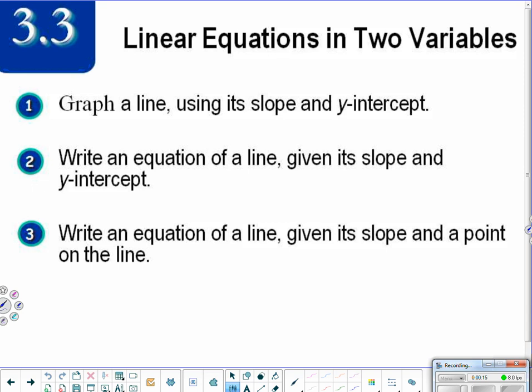So, linear equations with two variables. We're going to look at graphing a line in various methods. One is by using slope and the intercept. Another thing we're going to do is write the equation of a line, knowing a few things like slope and its y-intercept. And then also, what if we only know the slope and a point on that line? So those are the three things that we're going to cover. Should not take too long.